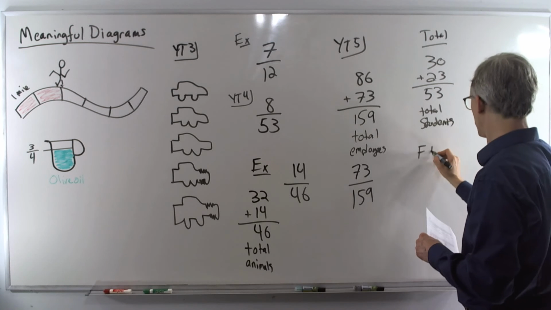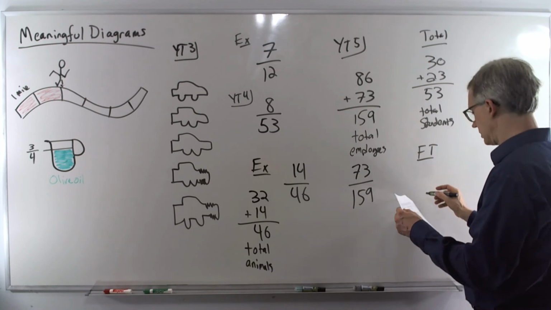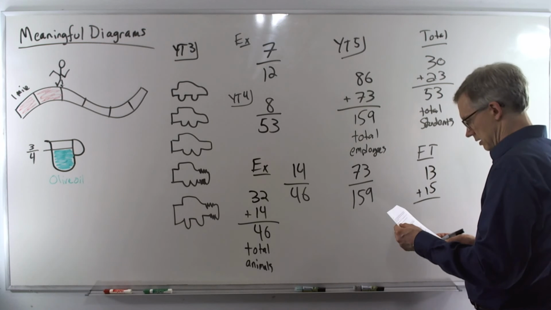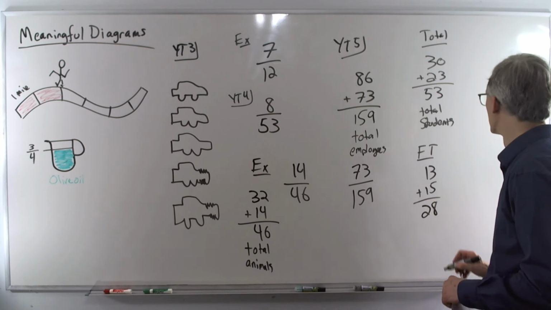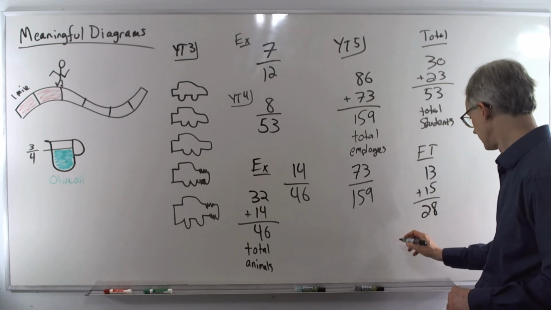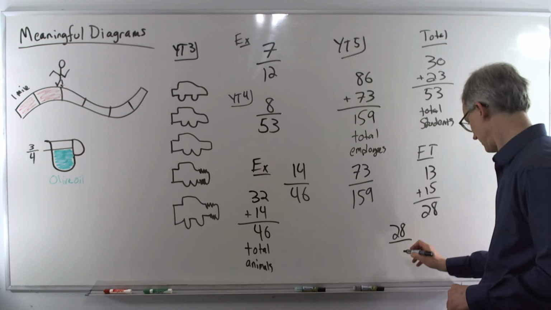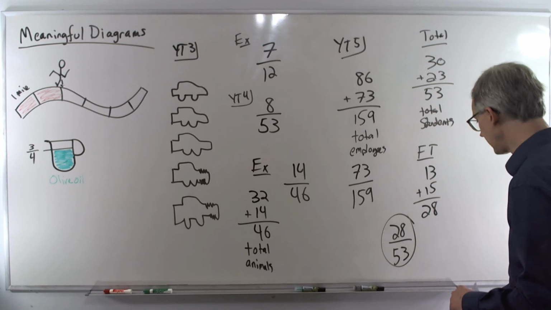All right, now full-time is 13 in biology and 15 in math. Add these together and we get 28. Now we'll create a fraction out of this. Full-time students are the part, total students the whole: 28 over 53.